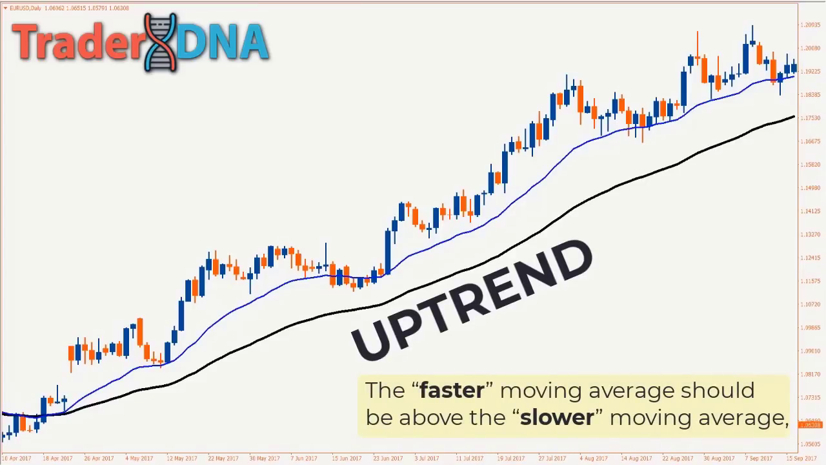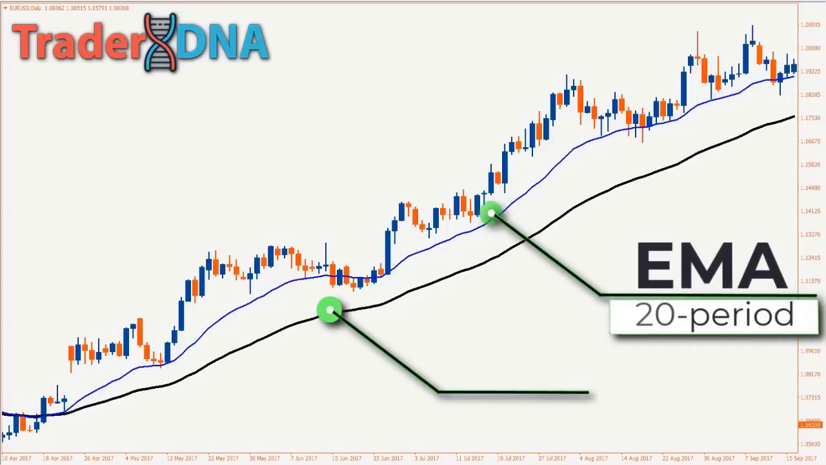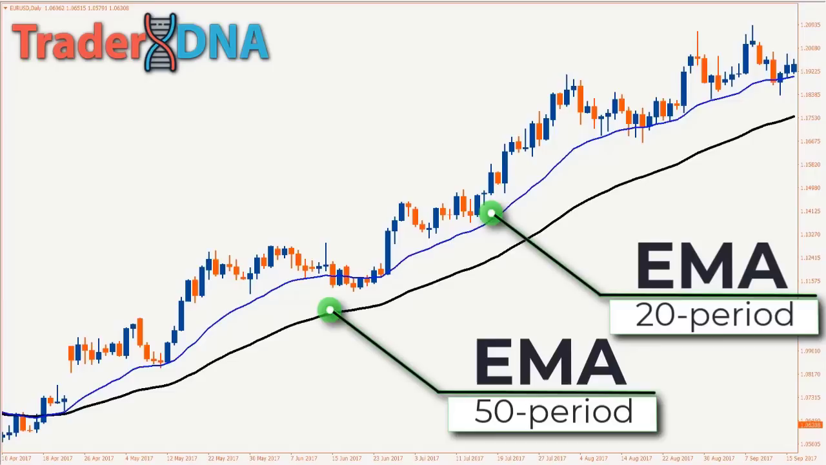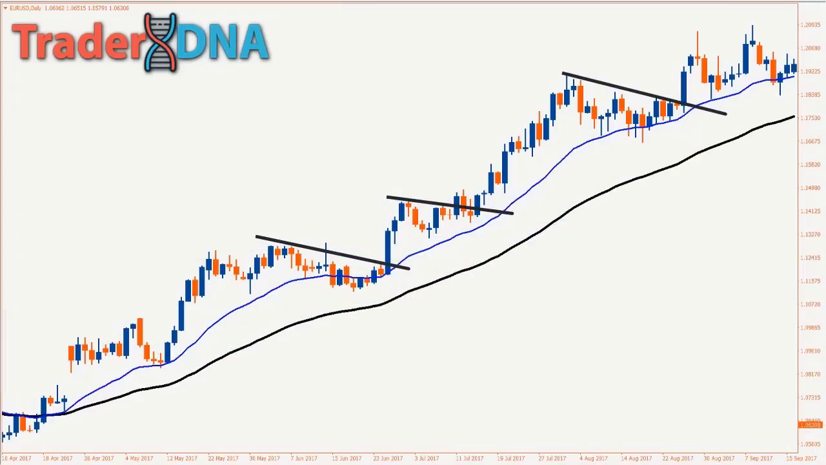For example, let's say we have two moving averages: the 20-period EMA and the 50-period EMA. Throughout the uptrend, the 20-period EMA is above the 50-period EMA. As you can see, you can use moving averages to help show whether a pair is trending up or down. By combining this with your knowledge of trend lines, this can help you decide whether to go long or short a stock or a currency pair.